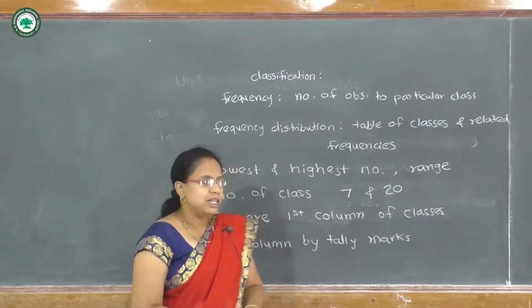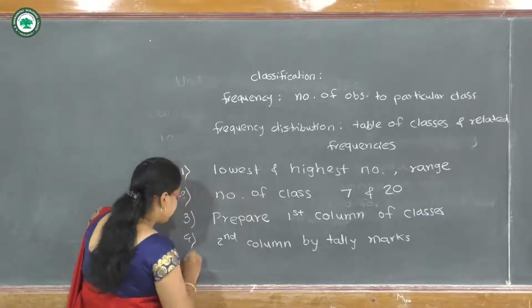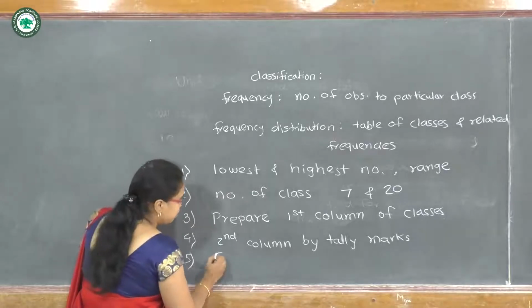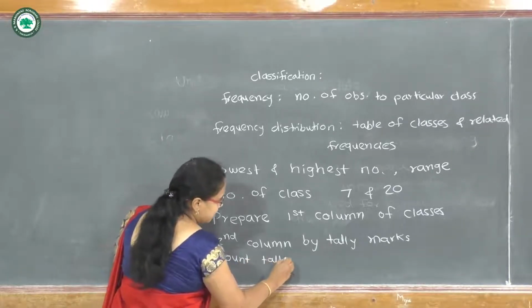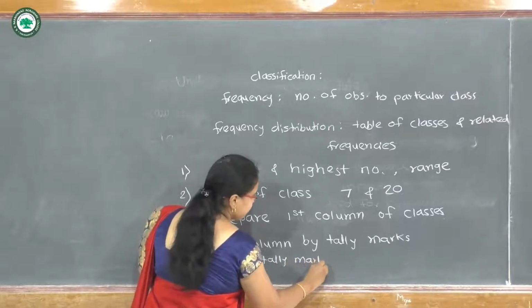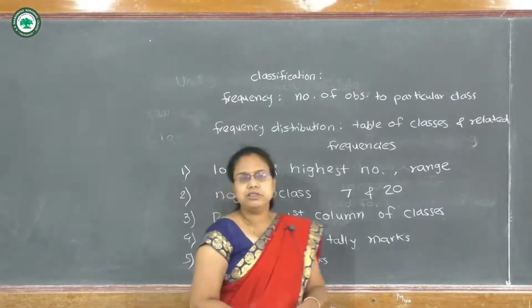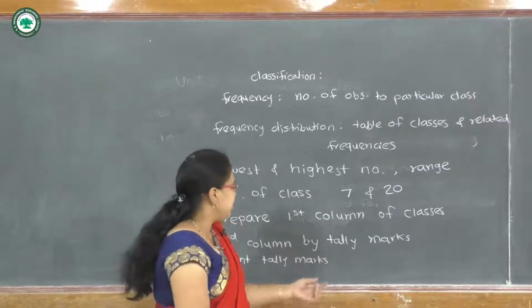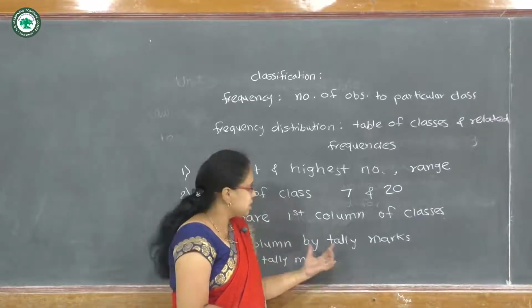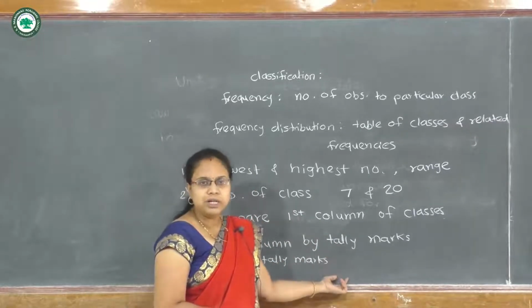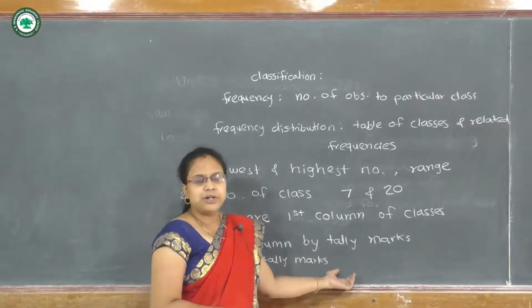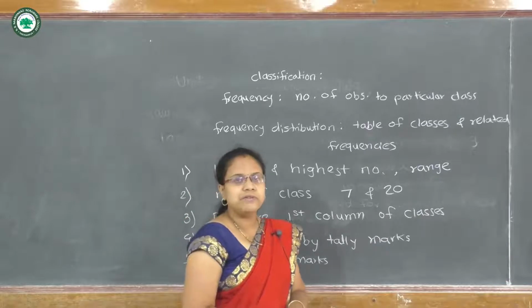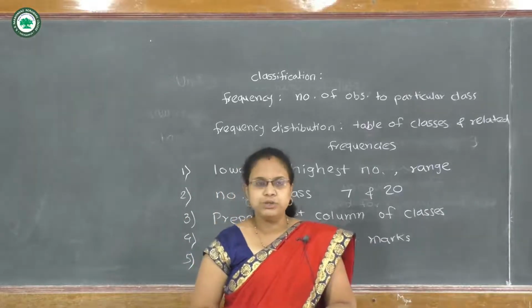And finally, in the last step, we count those tally marks and write down the number in front of the second column. So our third column is the number of tally marks, that is our frequency. In this way we can make the frequency distribution table.